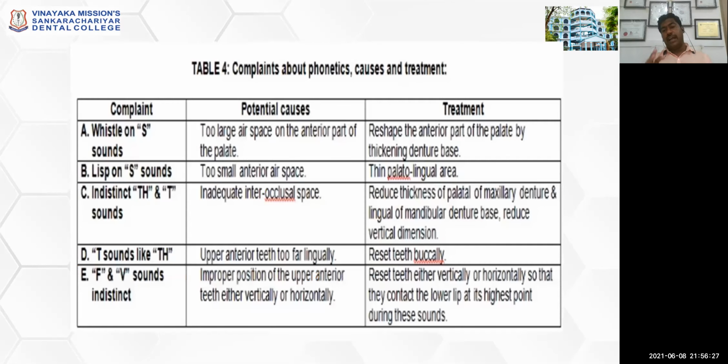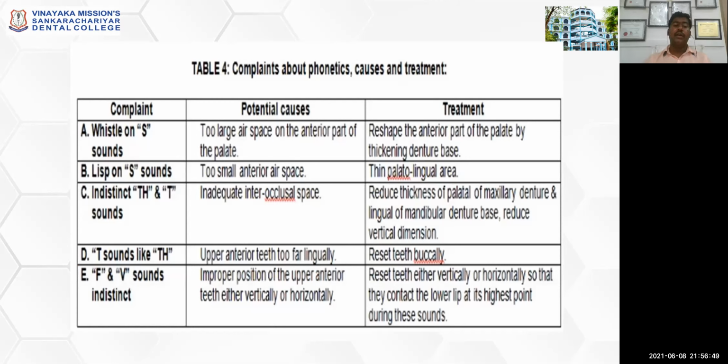So this table I have taken from Sharry. You can refer to the third edition of Sharry. It is very clearly given: when there is a whistling whenever the patient is producing an S sound, that means there is too large an airspace in the anterior part of the palate, and you have to reshape the anterior part of the palate by thickening the denture base. That means you have to add some amount of material there. When you have a lisping and the patient is saying S, that means there is a smaller anterior airspace.